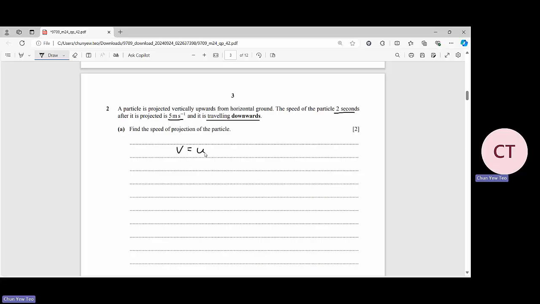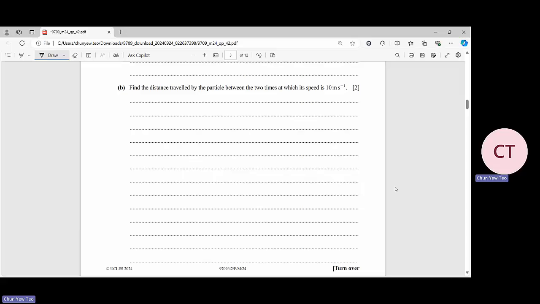So we will be using this formula. Okay, so the v will be negative 5 because they mentioned 5 meters per second downward. The u is the value that you need to find. The a is negative 10 because you are going upward and you are against the gravitational force, and the time is 2 seconds. So therefore you get u as 15 meters per second. Done. Just like that for part A.